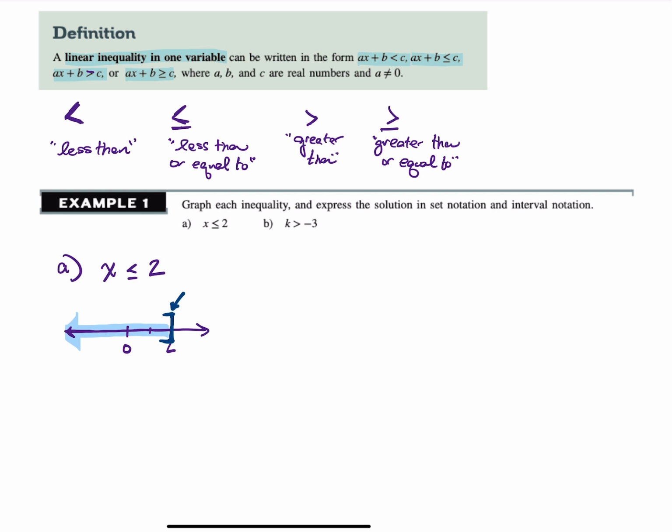And then let's put it in set notation and then also interval notation.